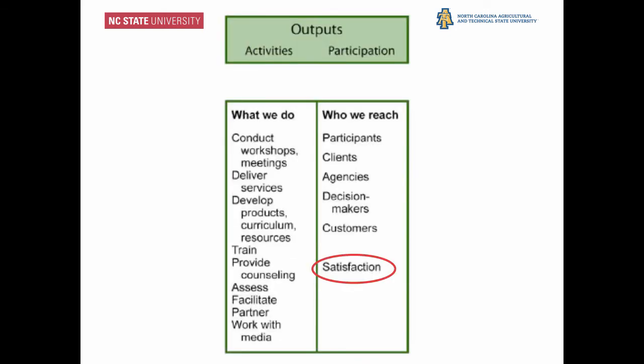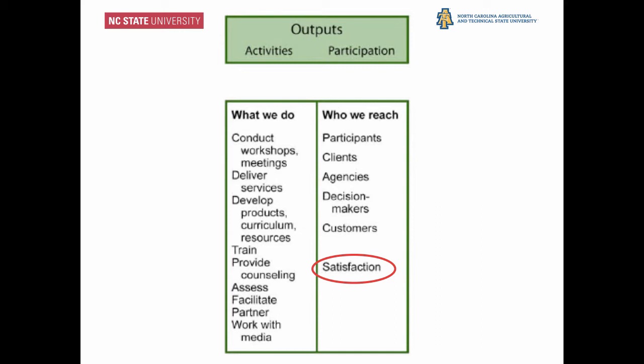The next part of the logic model includes outputs, which is divided into two parts: activities, which you can think of as what we do, and participation, or who we reach. When you identify your activities, consider the amount of product or services the program will deliver if you complete your planned activities. For example, in the Healthy Foods training, 25 participants were given a brochure.